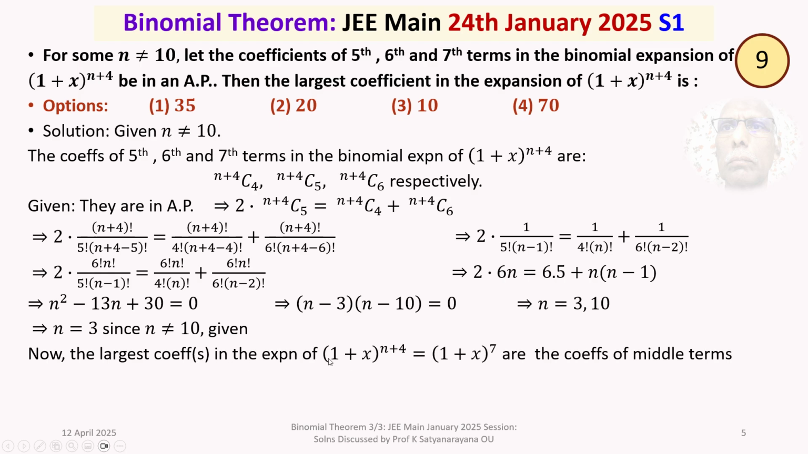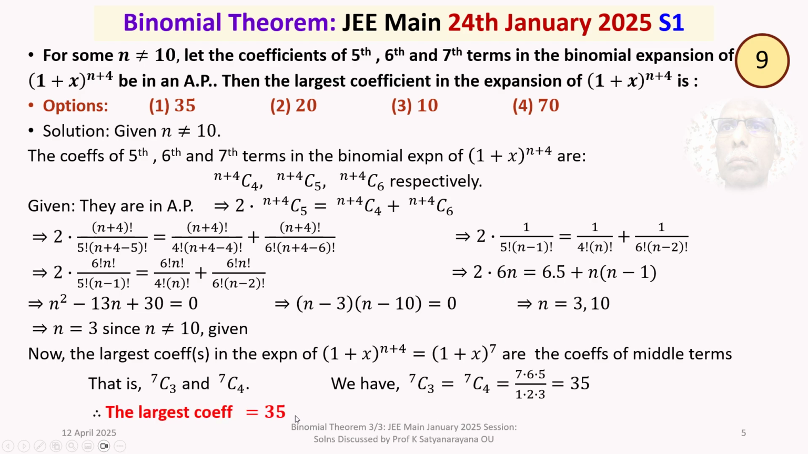So now the largest coefficients in the expansion of (1 + x)^(n+4), that's equal to (1 + x)^7, are the coefficients of the middle terms. The middle terms are 7C3 and 7C4. So out of the 8, the first 3, last 3, the middle 7C3, 7C4. And they are equal. 7C3 is equal to 7C4 is equal to 35. So the largest coefficient in the expansion is 35. It appears against option 1. Therefore, the answer to this question is option 1.